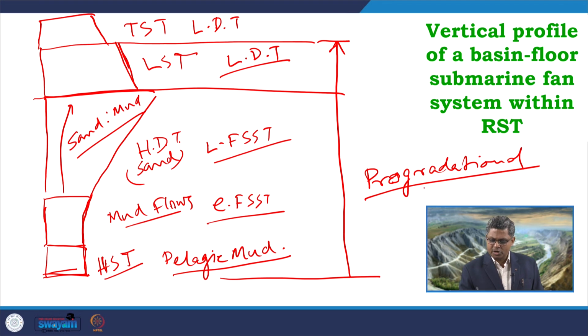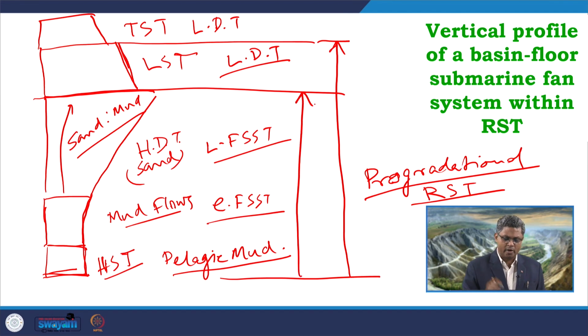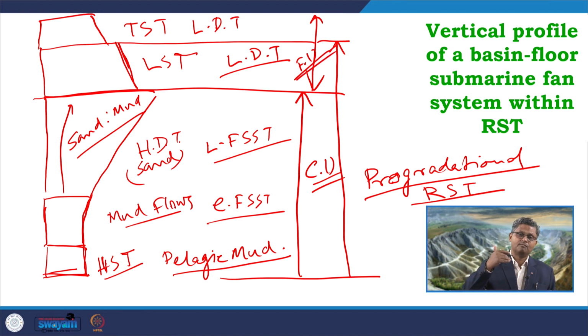So, this progradational pattern is the characteristic of the RST. However, within this RST, we are not getting a continuous coarsening upward pattern. So, what we are getting over here, up to this point, we are getting a coarsening upward pattern, and above that, from this point onward, we are getting a fining upward pattern as the grain size is now gradually decreasing.